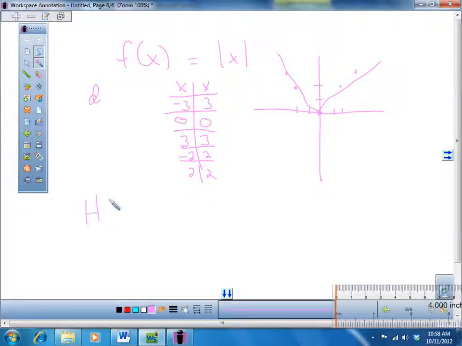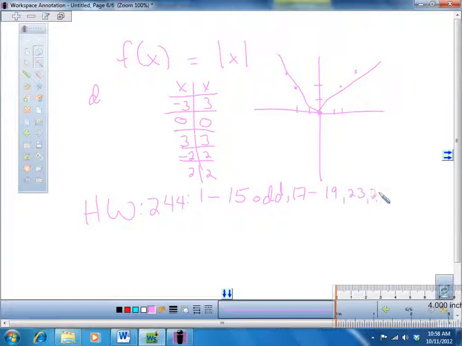Okay, your homework, which you shall do, is page 244. It's on my website. Do we have homework? Yeah. 1 through 15, odd. Not too many. 17 through 19. That's 10. 23, 25, 27, and 32. Okay? That's 14 problems.